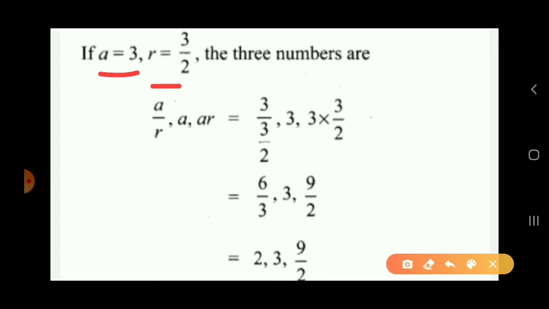Next, a equal to 3, r equal to 3 by 2, the three terms same: a by r, a, a r. So a is 3, r is 3 by 2. For the upside, 3 into 2 by 3 means 6 by 3, so cancel, it is 2. Then 3, and this one a into r, so 3 threes are 9, so that is 9 by 2. So 2, 3, 9 by 2. These are the values of these sums.